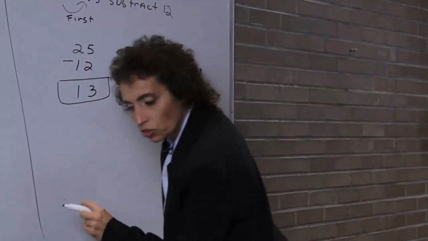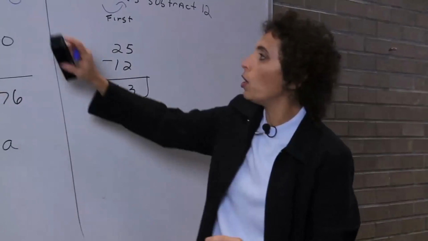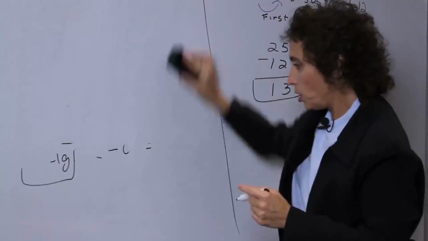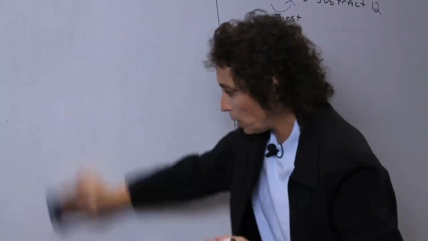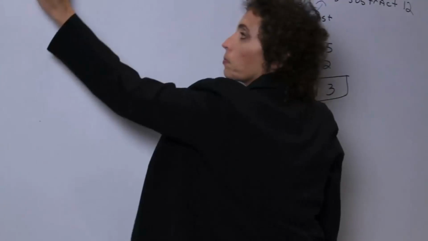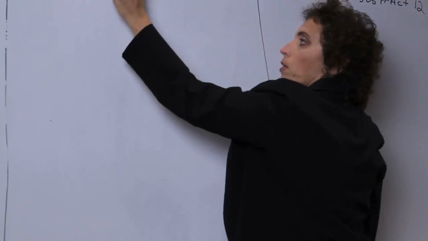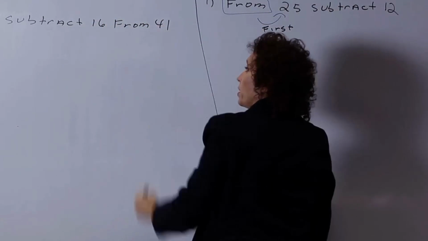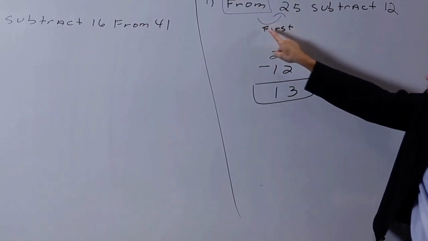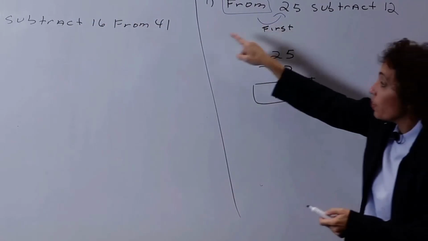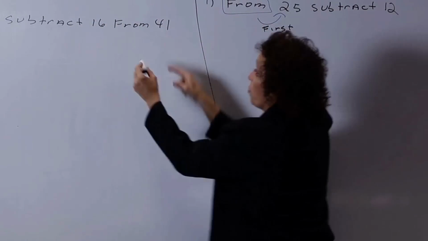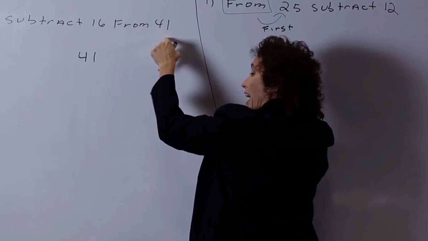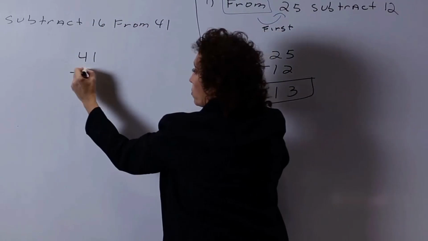Okay, subtract 16 from 41. And again, I want to keep that problem up there so you can see how this relates to that example. Subtract 16 from 41. Again, we said whatever comes after the word from must go first. This tells me that 41 will go first. So we have to have 41, subtract this from this. We have to have this in order to subtract this.